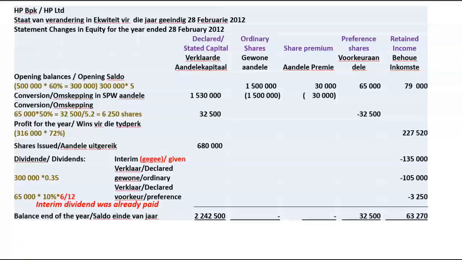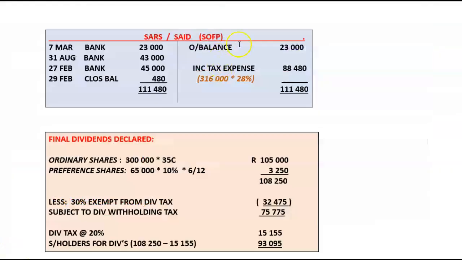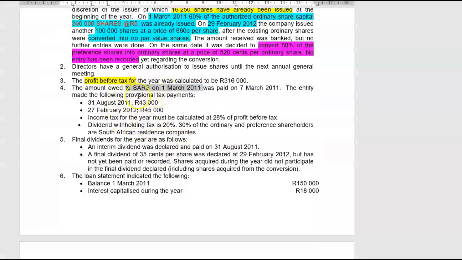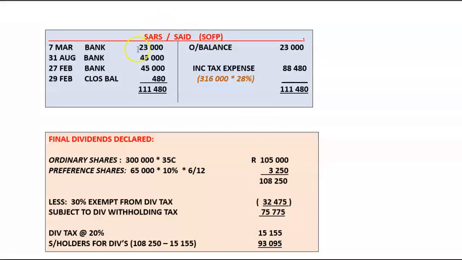So if we're going to draw the receiver of revenues account, you will say that they had an opening balance of 23,000 Rand, which was paid on the 7th of March, 23,000 Rand. Then I said that there were certain provisional tax payments which were made during the year. On 31 August, 43,000, and on 27 February, 45,000. So what is our accounting entry? We're going to credit bank and we're going to debit the receiver of revenues account.